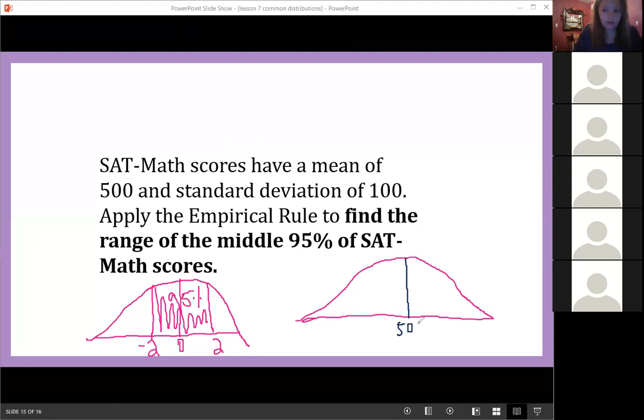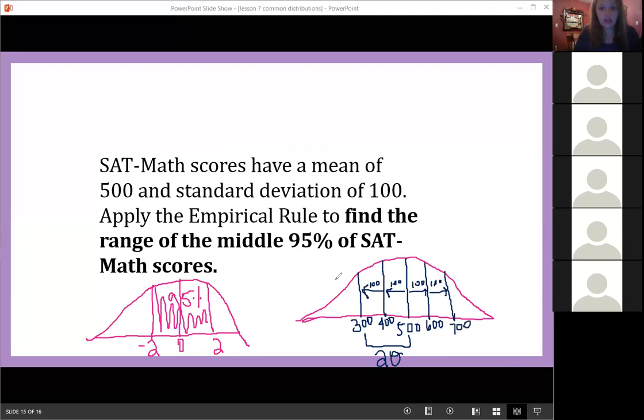So this will be 500. And then I'm going to find my standard deviation 2 away. One away is 100, so this is going to be 400. And then 2 away is going to be another 100, so that's going to be 300. So this is 2 standard deviations. And then if I do the same thing the other way, 1 standard deviation is going to be 100 up here, so this is going to be 600. And then if I go up one more standard deviation, add another 100, we get 700.